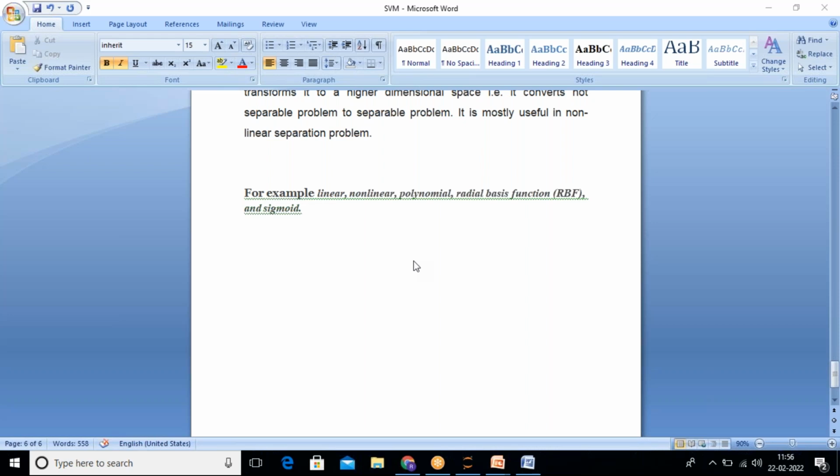a non-linear decision boundary. What is linearly separable? The first examples I told you were linearly separable. The last example that I showed you was non-linearly separable.